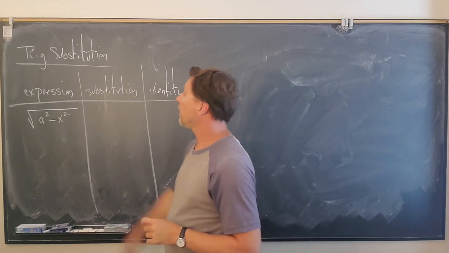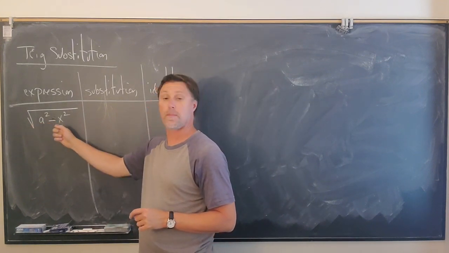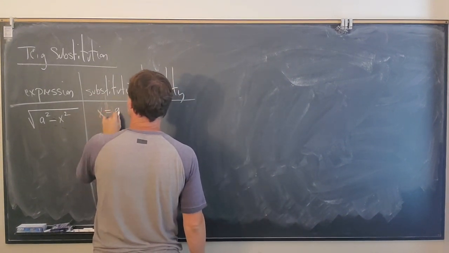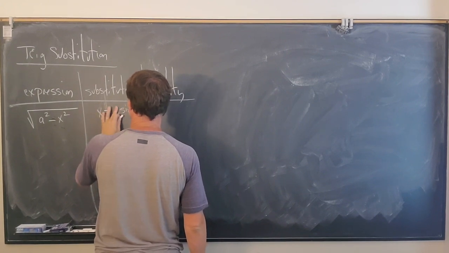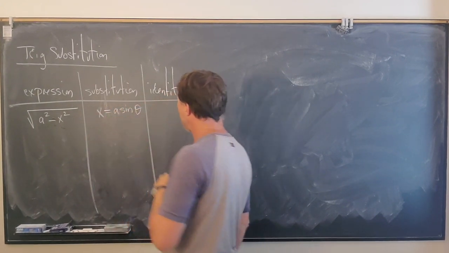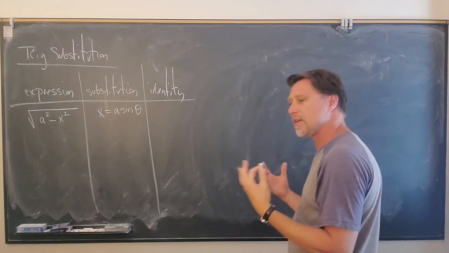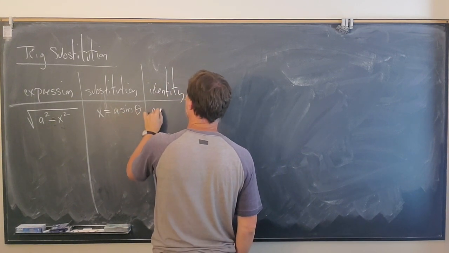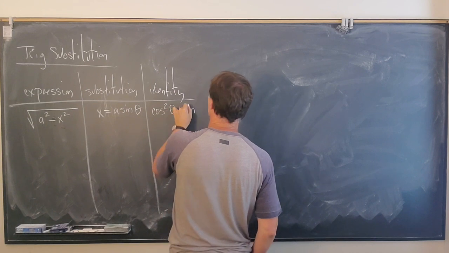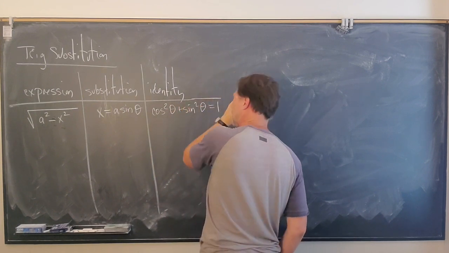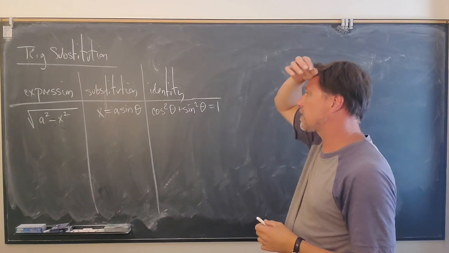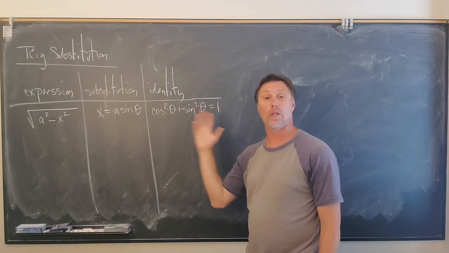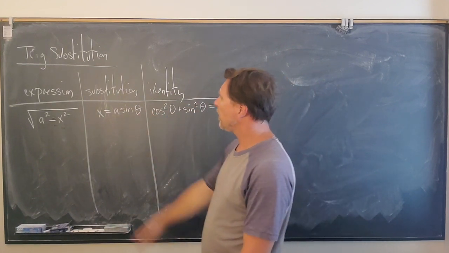Now, if your integrand involves an expression of this form, some constant squared minus the variable x squared, then we're going to make a certain substitution: x equals a times sine theta. And then we're going to make use of a trig identity that will allow us to get rid of the square root. The trig identity is the standard one, cosine squared theta plus sine squared theta equals 1. The idea behind trig substitution is to take advantage of certain trig identities that allow us to deal with the square root. So here's the first form.